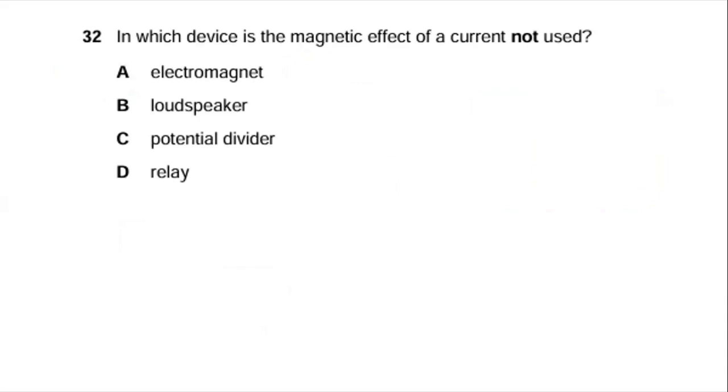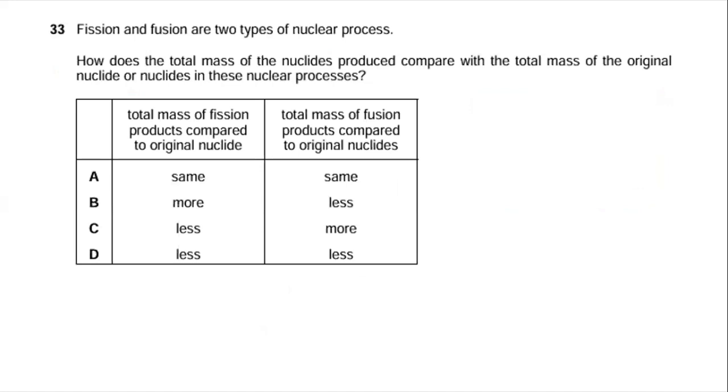So answer is D. Question number 32. In which device is the magnetic effect of a current not used? So electromagnets we know we use, loudspeaker we use, relay we use, potential divider we don't use. So answer is C.